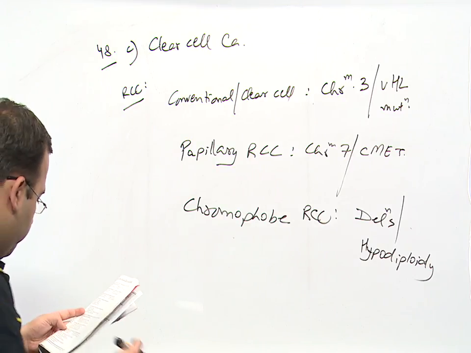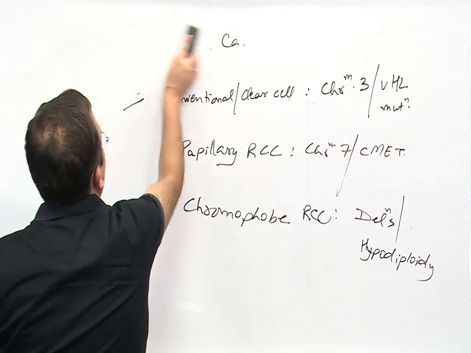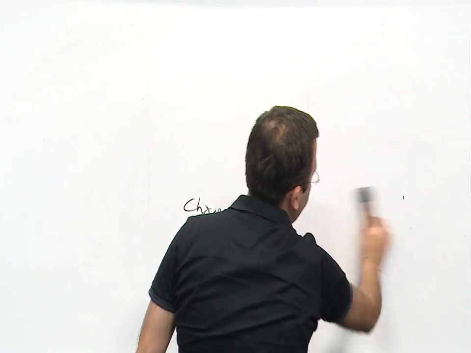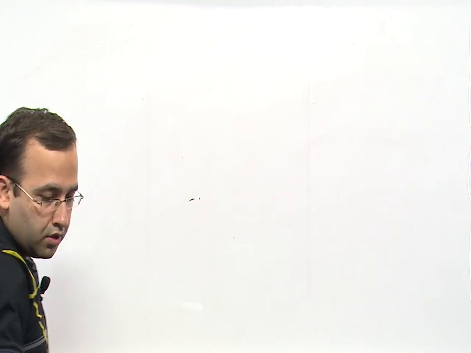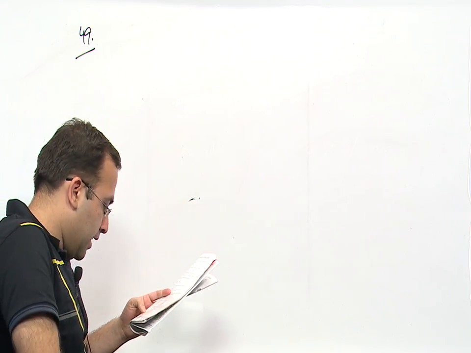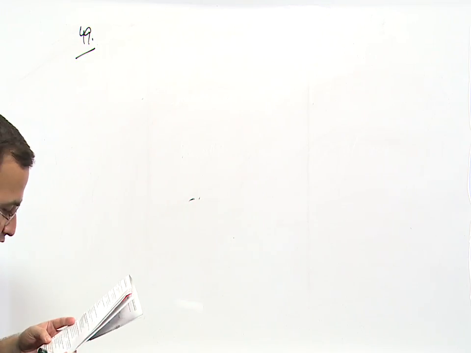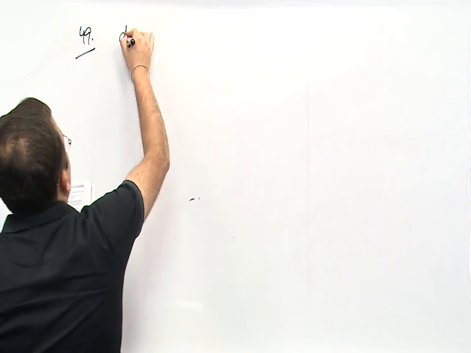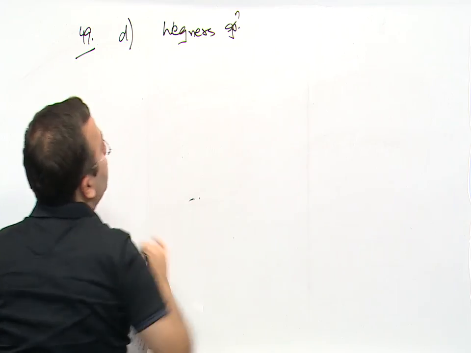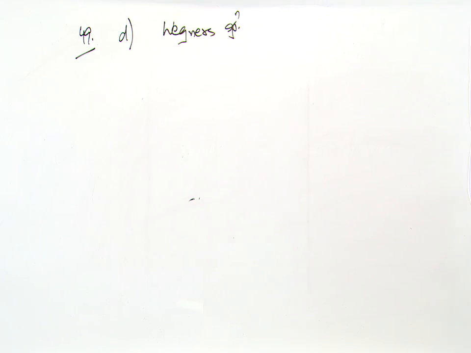Next, question 49. P ANCA is associated with all except Wegener's granulomatosis. That is option D. So I can divide ANCA into two types.